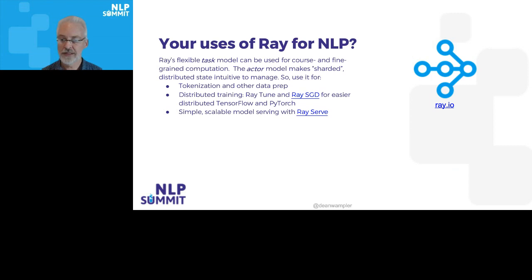Well, other ways that you might use NLP: tokenization is a really good example where a lot of this can be done in parallel, where you don't have to be shifting data back and forth, and other data prep activities. I mentioned that spaCy is using Ray for distributed training, and we saw how Hugging Face is using Ray Tune, which you could also do yourself with some of these libraries if you have some custom training algorithms that you use. Ray SGD is another library that's specifically designed to make it easier to run distributed TensorFlow and PyTorch training.